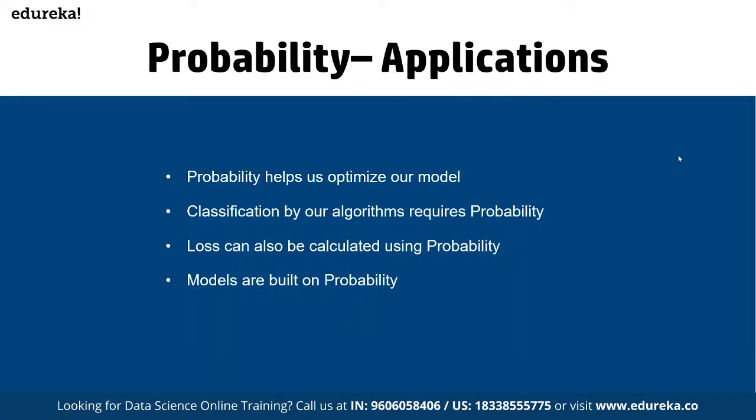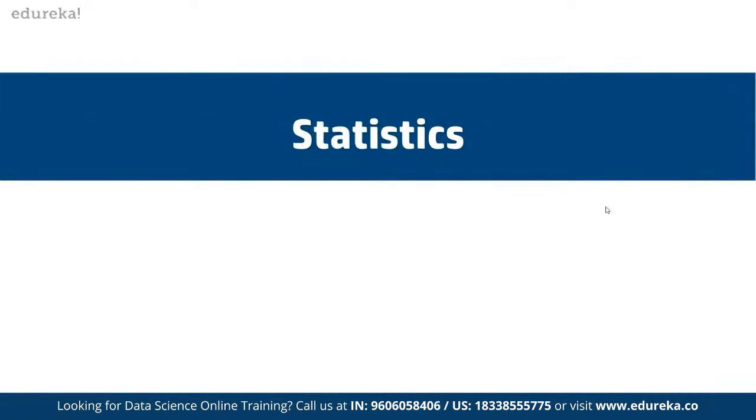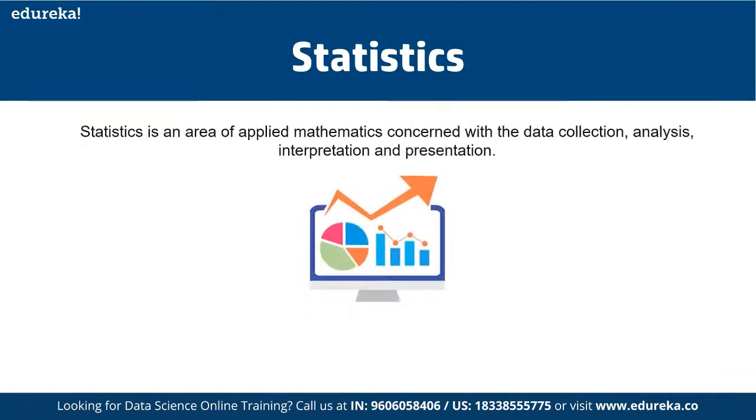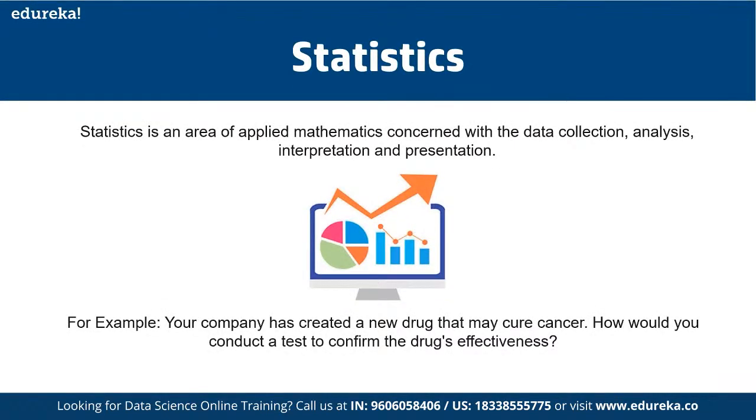And then we have statistics. Statistics is an area of applied mathematics concerned with data collection, analysis, interpretation, and presentation. It helps us in testing the effectiveness of a hypothesis on the given data set, and that makes it such an important factor in machine learning. So we can understand statistics by looking at some of the basic terminologies as well.